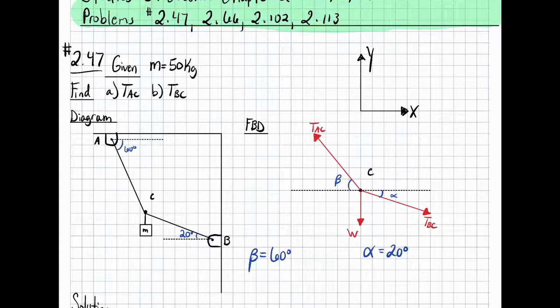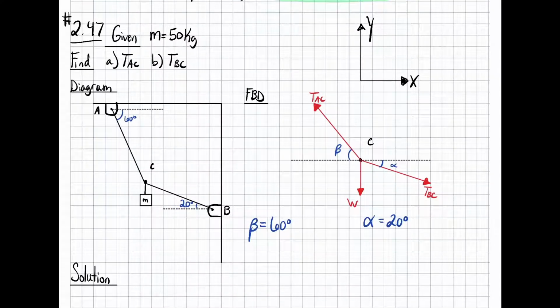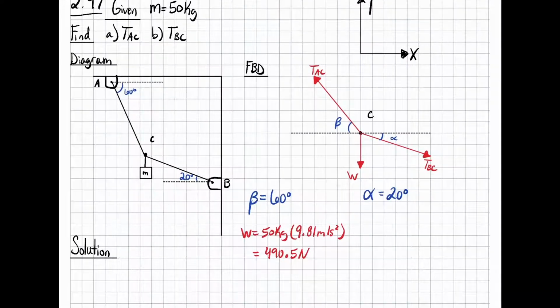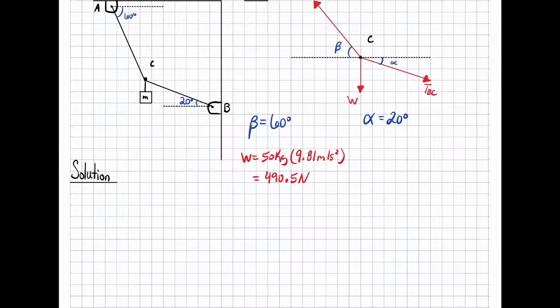Okay, so now that we know those two angles, there's one more thing we need to do, which is figure out our weight. We know the mass is 50 kilograms, but that is not a weight, that is just a mass. So we need to multiply it times gravity, 9.81 meters per second squared. Kilograms times meters per second squared is a newton, which comes out to 490.5 newtons. Now that we know our angles and our weight, we can go into the solution.